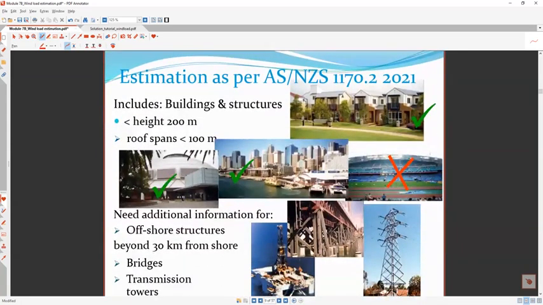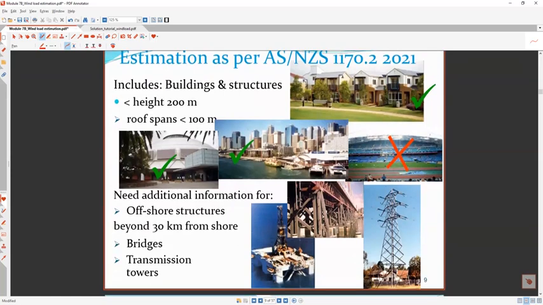So we have this wind loading. This is the estimation of the wind loading as per this standard. Now, why is this slide important? It shows for which cases you can apply the standard. You will see that there are many scenarios which fall outside the standards. If you don't know how to apply this in a different or unknown context, it is very challenging. If you look here, it says it includes buildings and structures with height less than 200 meters.